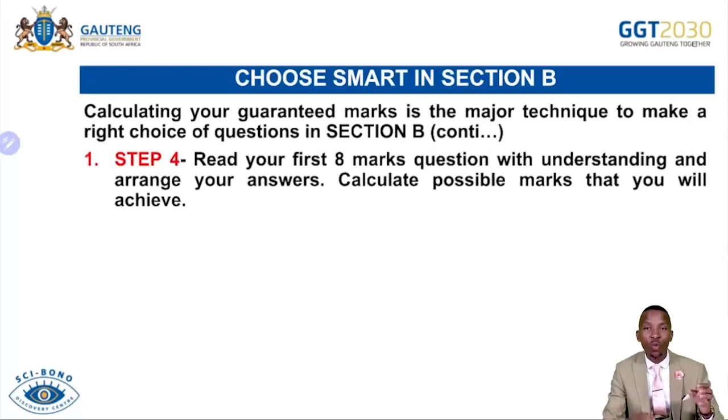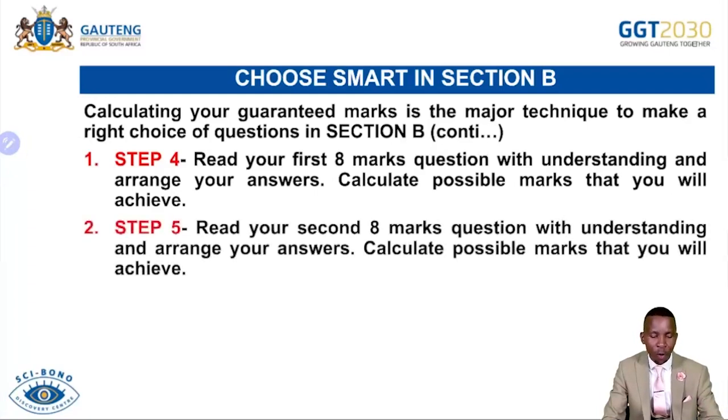Ensure that in your mind you arrange how you will answer those questions in maybe 2.4. And then you read 2.5 also. Read your second 8 marks questions with understanding, and arrange the manner in which you can answer. That will allow you to choose the question. Do not choose the question just because 2.1.1 is easy for you. You will find that those data response questions are not easy for you. And then 8 marks questions are also not easy for you.